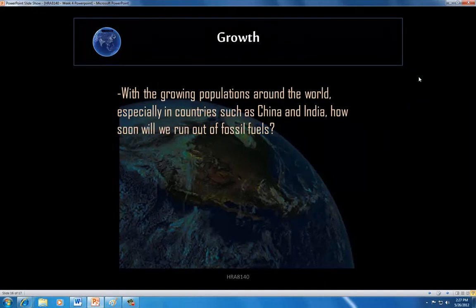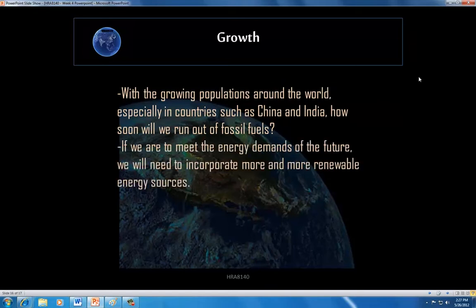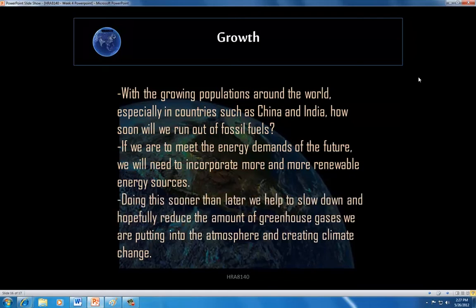With the growing populations around the world, especially in countries like China and India, how soon will we run out of fossil fuels? If we are to meet the energy demands of the future, we will need to incorporate more and more renewable energy sources. Doing this sooner than later will help to slow down and hopefully reduce the amount of greenhouse gases we are putting into the atmosphere and creating climate change.